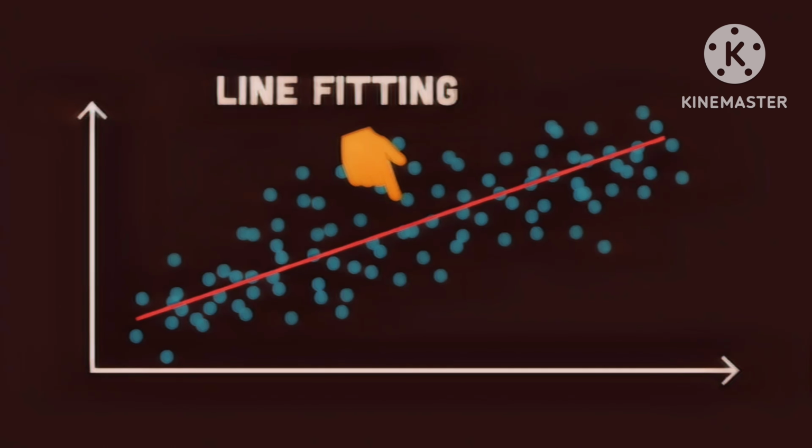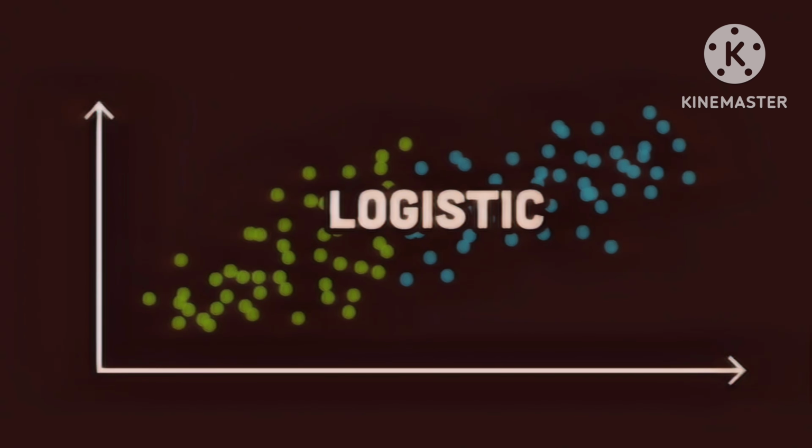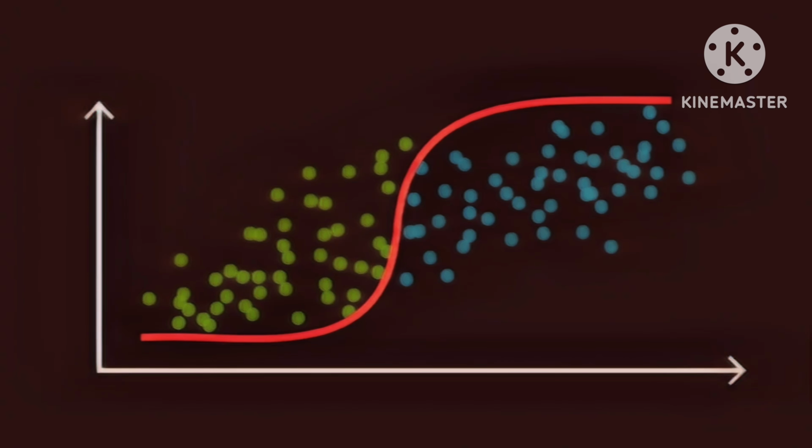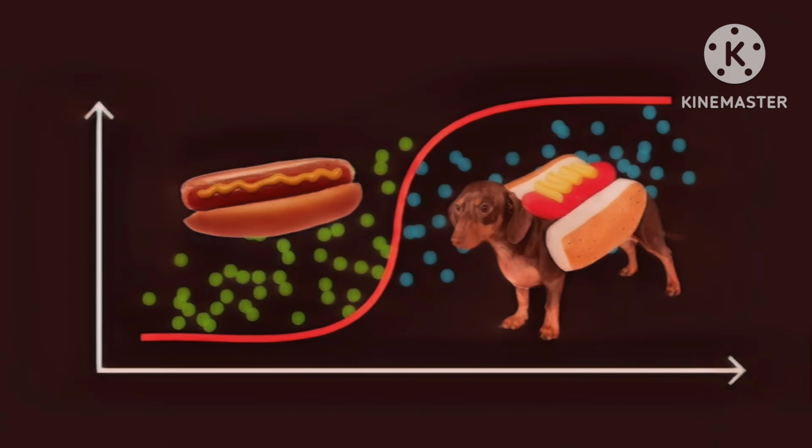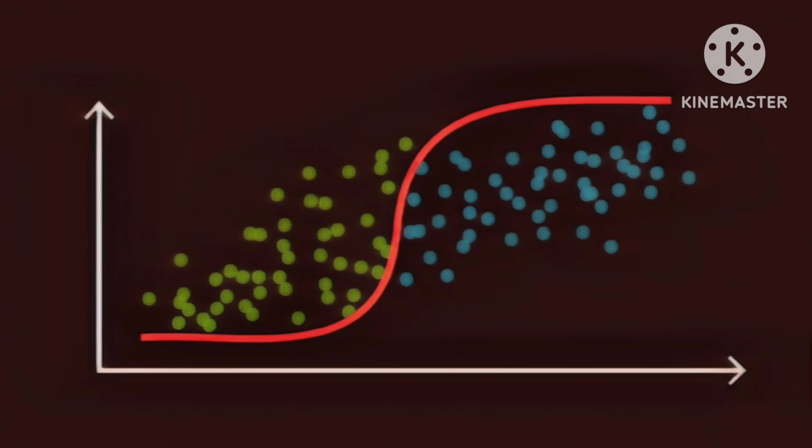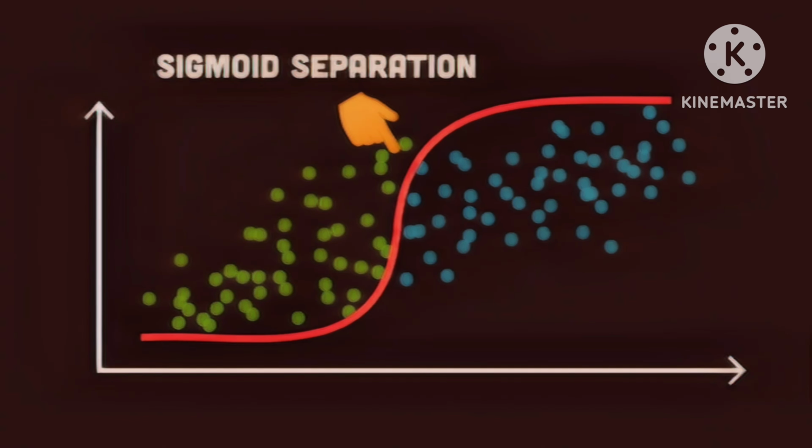fits the dataset. However, logistic regression is used for an entirely different set of problems, like classification. Maybe an app that predicts if an image is a hot dog or not a hot dog. In this case, the relationship is not linear, but rather a sigmoid function, which might predict the probability that a Boolean variable is true or false.